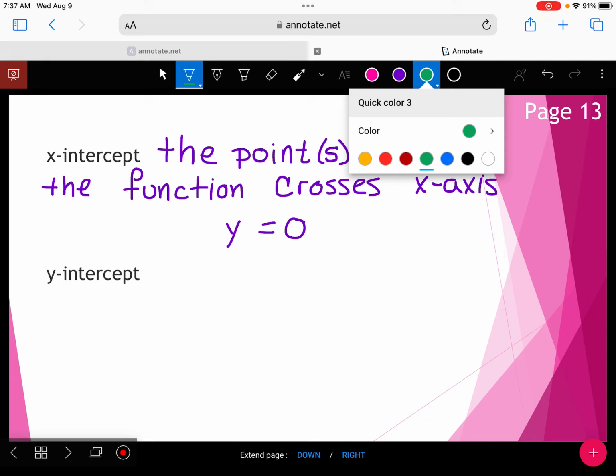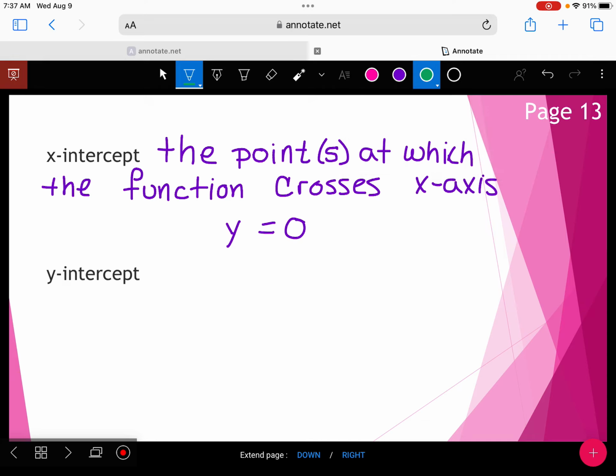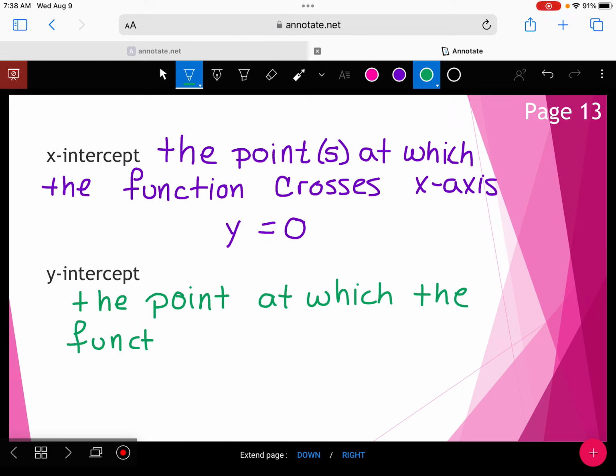The y-intercept is a very similar vibe. It's the point, and in this case there's only going to be one if it's a function, at which the function crosses the y-axis. So that's our vertical. It's going to be on this center line.